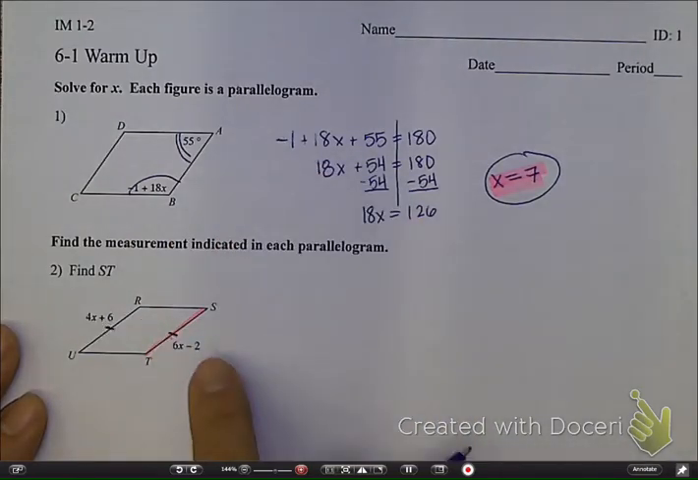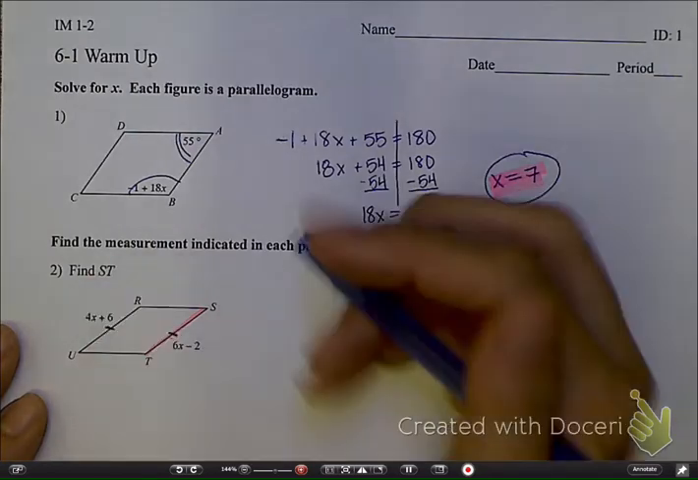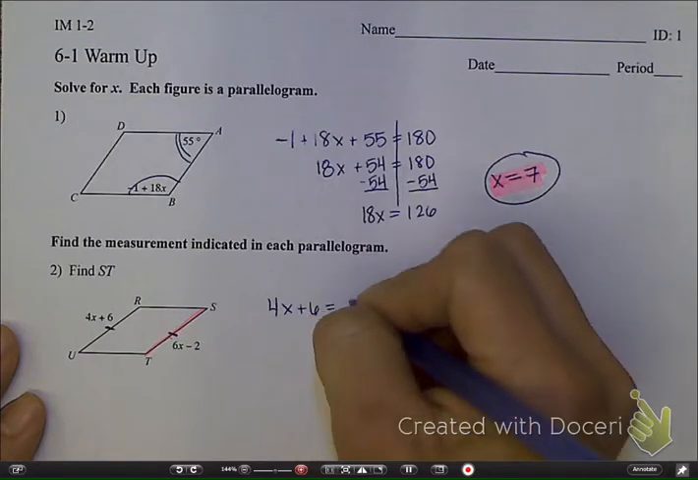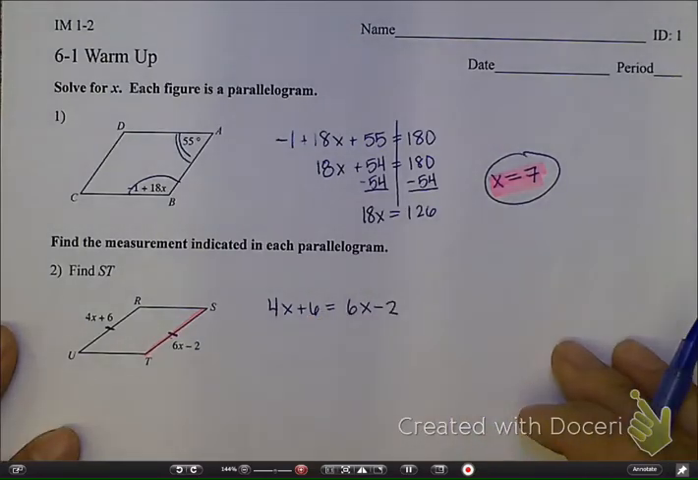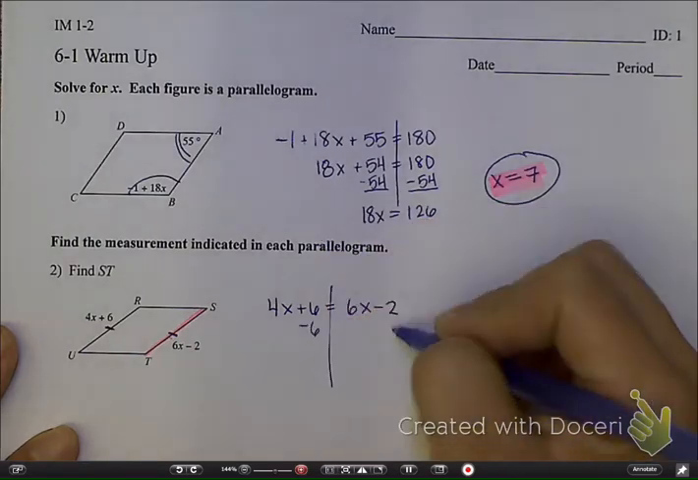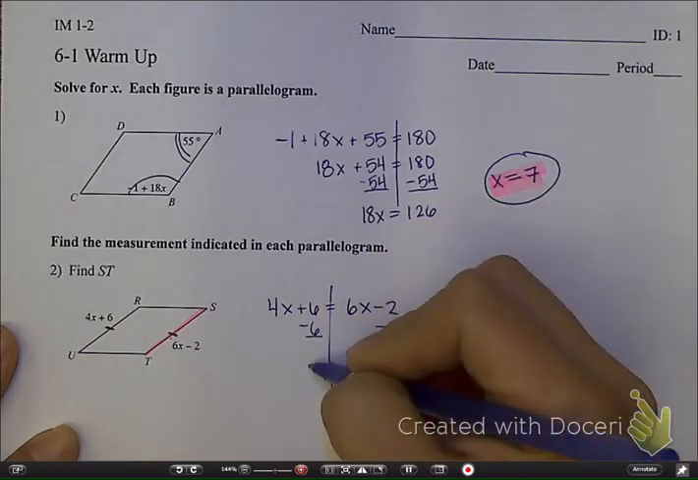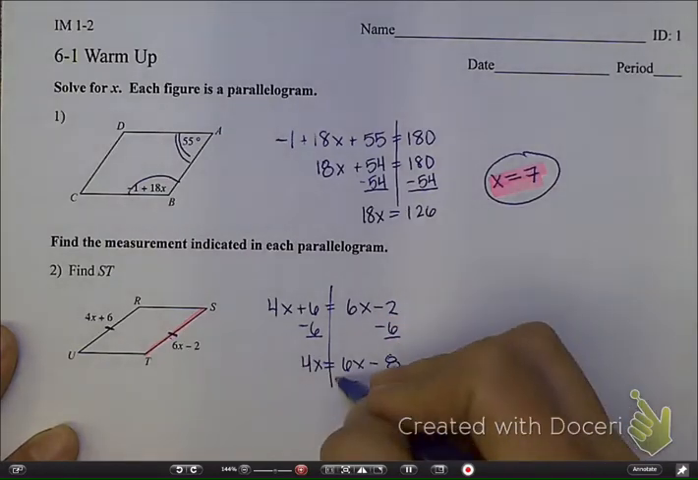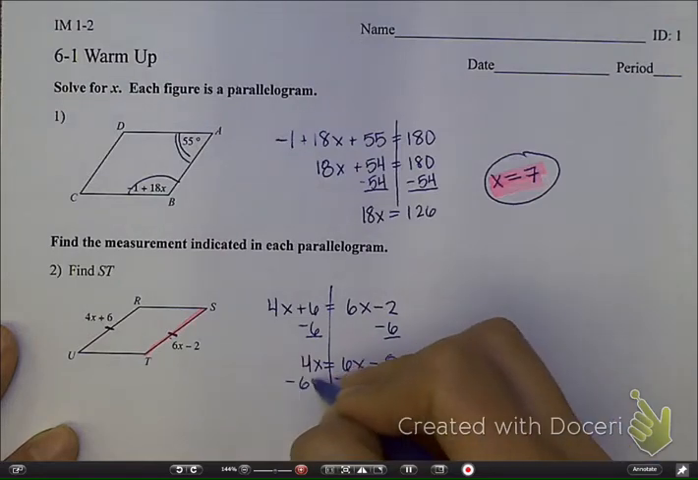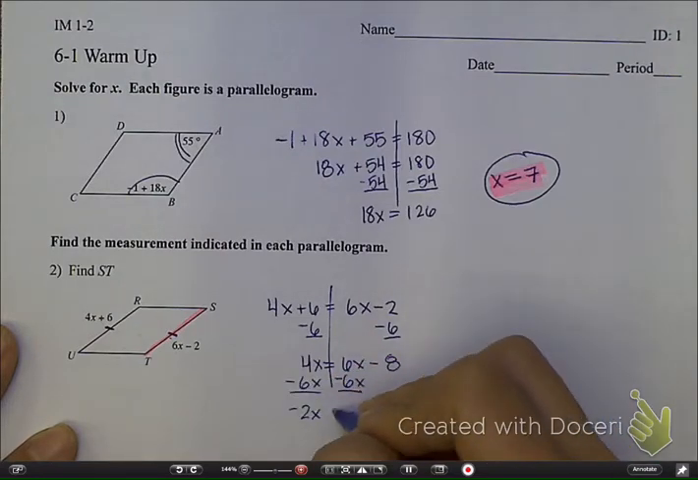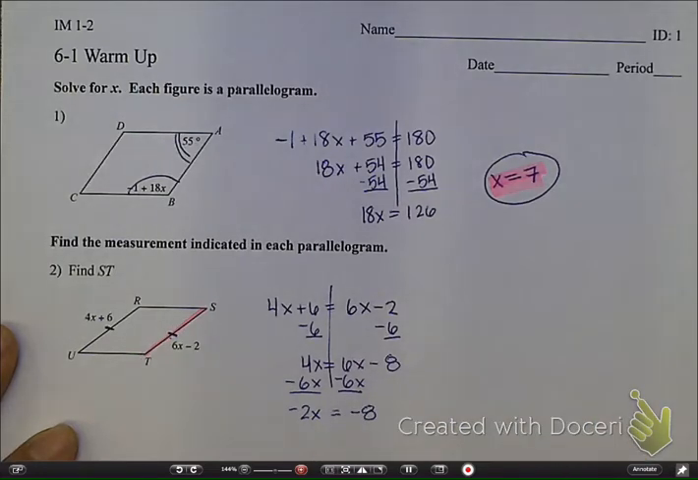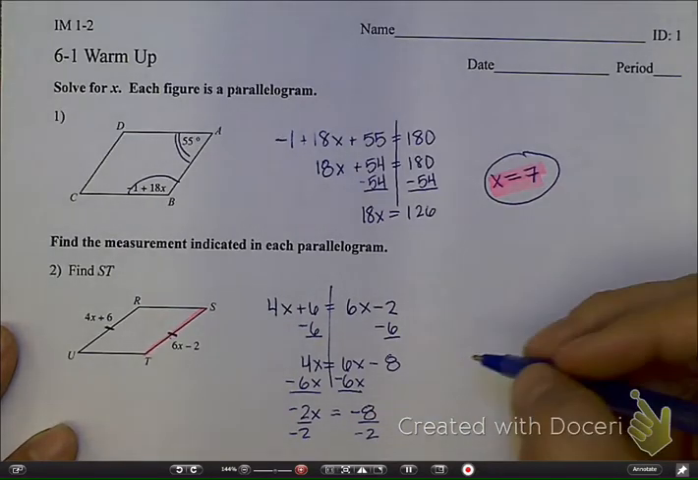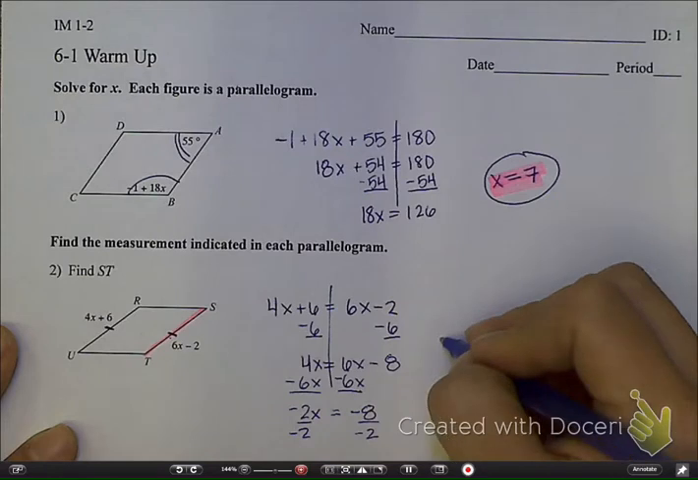Now, what do I do with things that are congruent to each other? I set them equal. Okay, so I'm going to go ahead and set 4x plus 6 equal to 6x minus 2, and then solve. Okay, so to solve this, I'm going to subtract 6. I get 4x equals 6x minus 8. Okay, next I'll go ahead and subtract 6x. That gives me -2x equals -8. All right, and last I'm going to divide by -2.